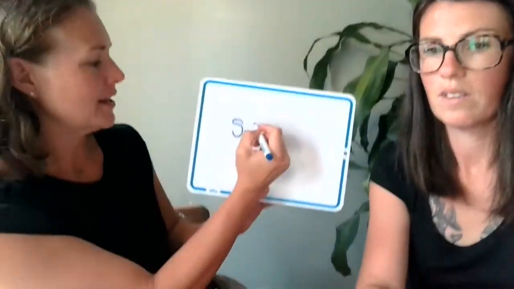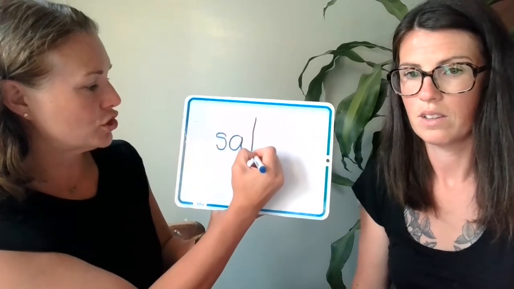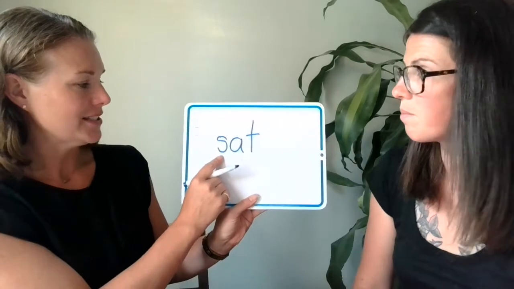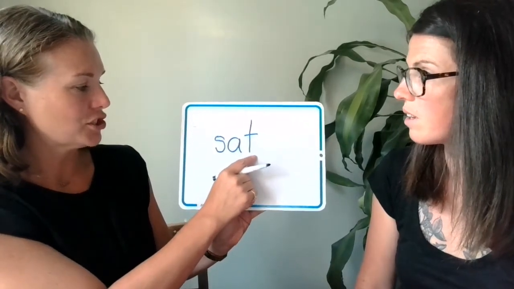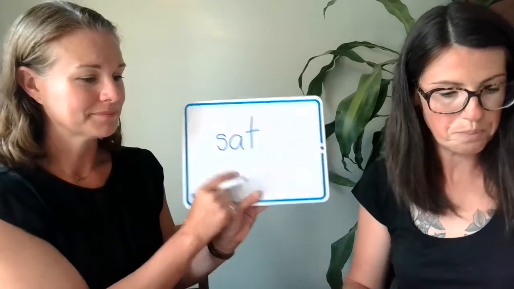S, A, T. Now read it back. S, A, T. Sat. Great. Next word. Tub. Tub. Okay, so segment the sounds.